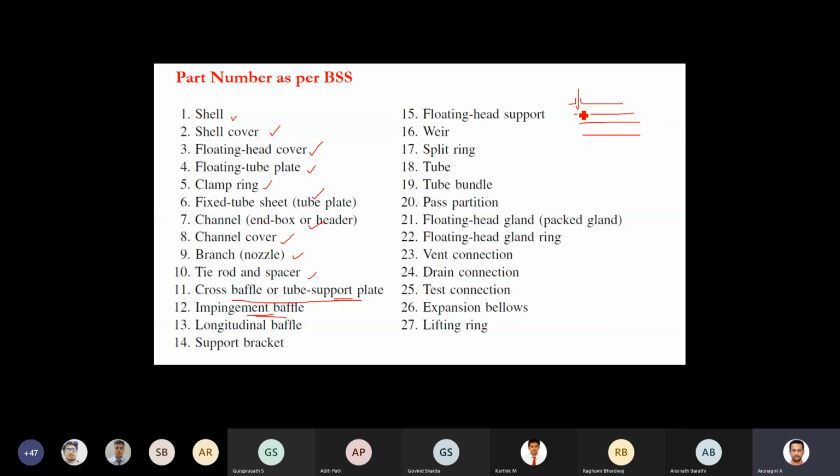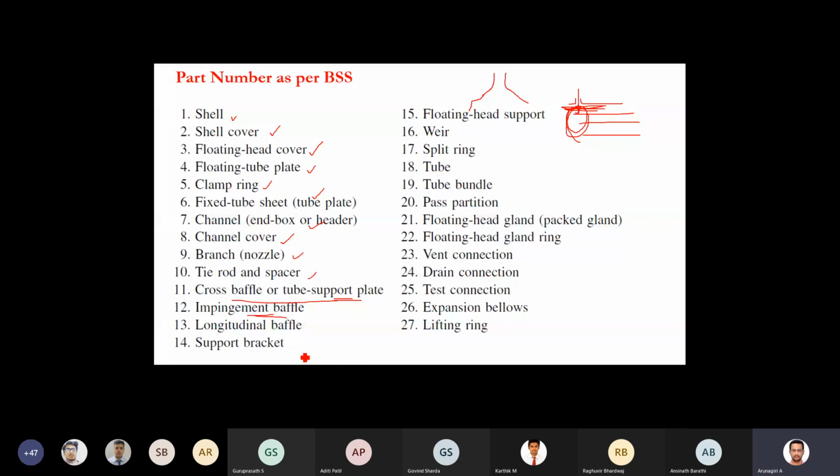So when shell side fluid enters here, it will directly hit the surface. So you have to provide an impingement baffle. The direct impact of the shell side fluid over the tubes is minimized by providing this type of baffle arrangement at the nozzle. Or you can provide different nozzle arrangements also. You can increase the diameter of the nozzle like this. Okay, that is another way.